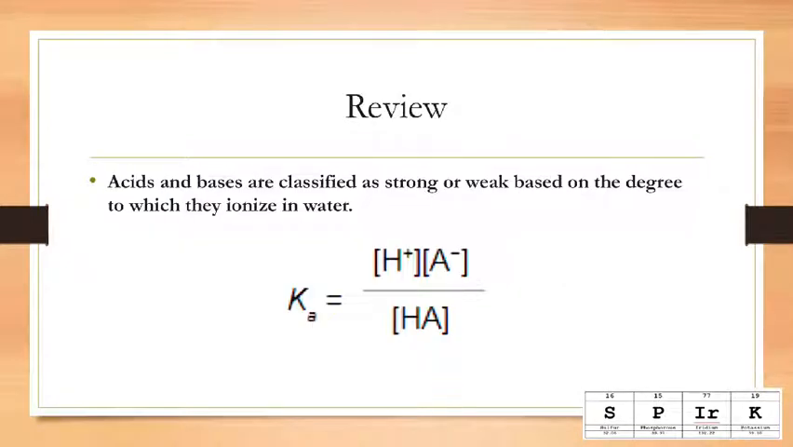So in review, acids and bases are classified as strong or weak based on the degree to which they ionize in water. And Ka is equal to H plus times A minus over HA, and the same holds true for Kb.